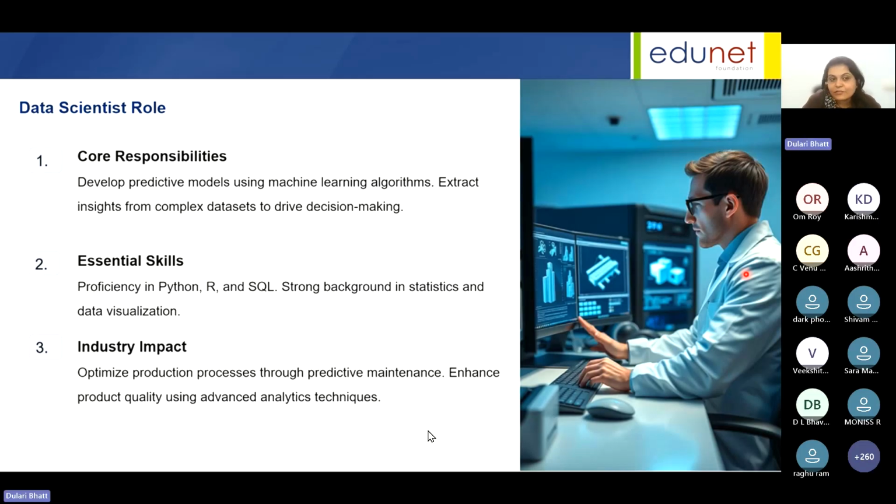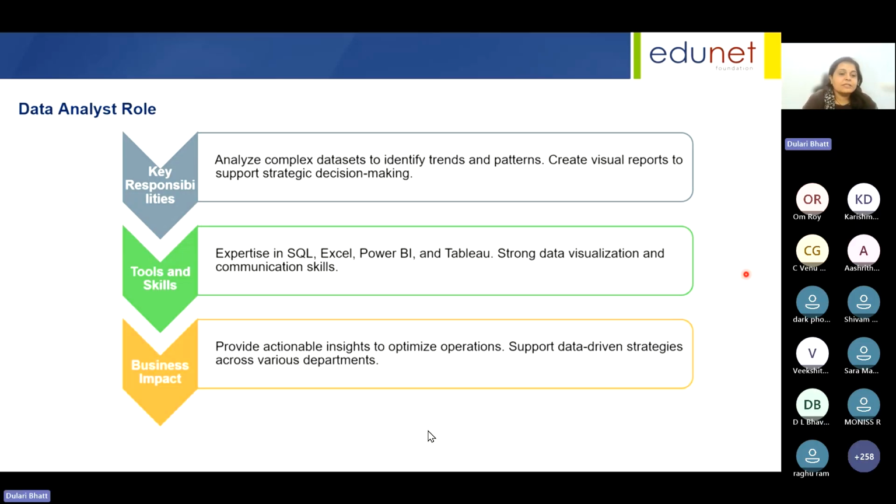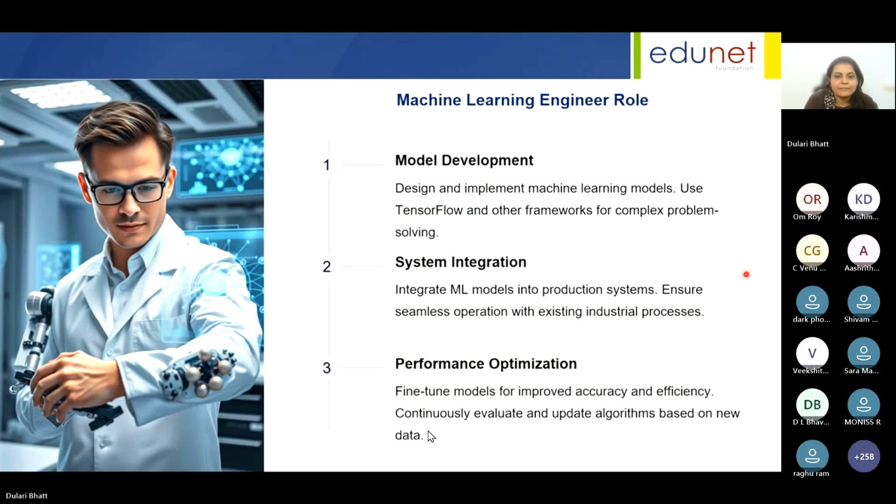What are the essential skills? If your dream role is to become a data scientist, what should you know? You should be proficient in Python, R, and SQL, and you should have a strong background in statistics and data visualization. For data visualization, if you know any tool like Power BI or Tableau, it would definitely be an added advantage. What is the industry impact? Optimize production process, predictive maintenance, enhance product quality. Not only this, even in the finance sector, in every single business operation, there is a role of a data scientist. Key responsibility, tools and skills, and business impact. The same slide is there in a different way.